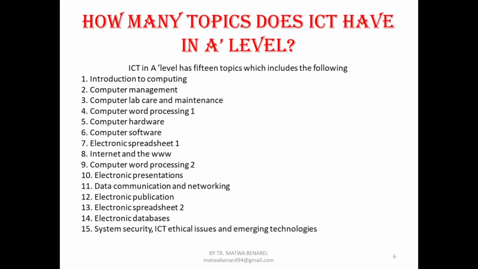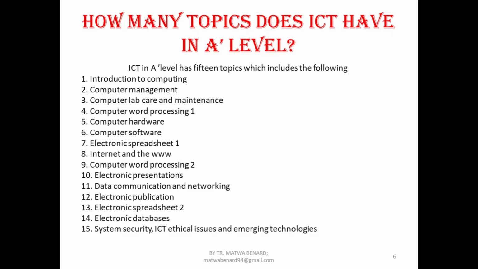Then we have electronic publication, followed by electronic spreadsheet 2, electronic database, and finally we are supposed to conclude with system security, AI, ICT ethical issues, and the emerging technology. So a learner is supposed to cover all these things. When you're in senior 5, you're meant to cover from topic 1 up to topic 10. Then senior 6, it being a limited duration, you're supposed to cover 5 topics from 11 to 15.